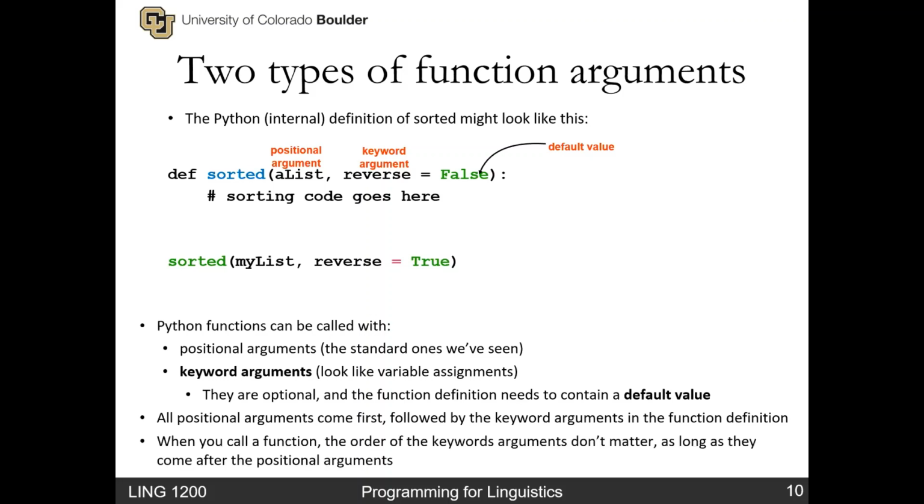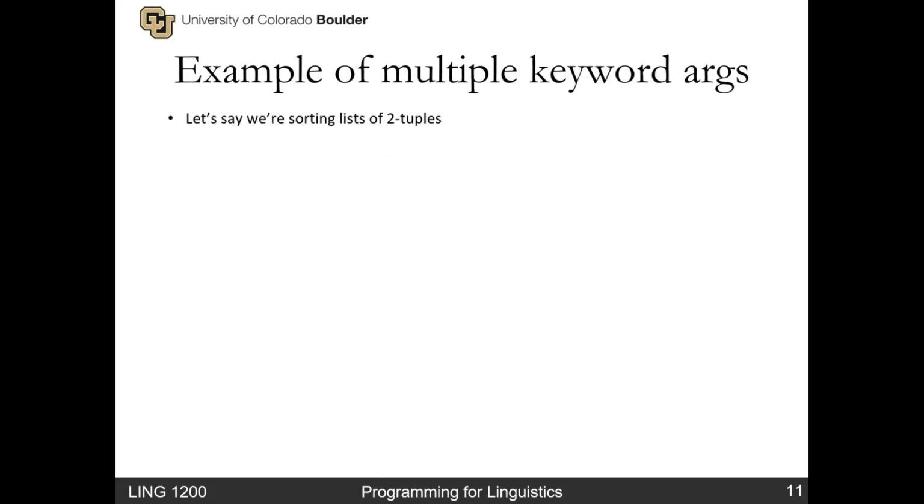That's in the definition. When you call the function, it's very similar. The positional argument or arguments must come first. However, the order of the keyword arguments doesn't matter. It doesn't matter what order you put the keyword arguments in, as long as they come after the positional arguments. So that makes sense, right? Thus the name, positional arguments. They need to preserve the position in which they exist in the function definition. So here's an example of multiple keyword arguments.